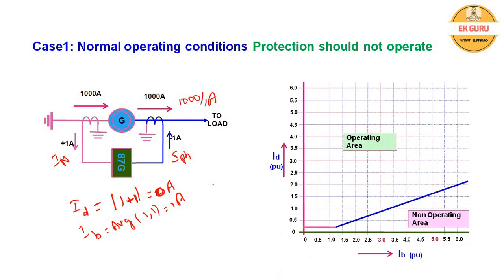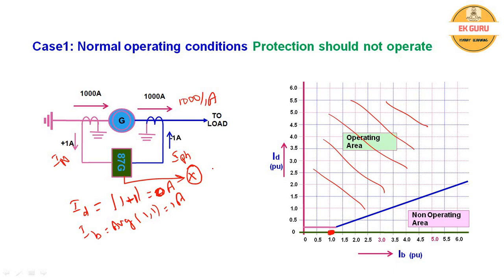So then the characteristics of the 87G relay will be like this. This is the operating area of a generator, and this one is the non-operating area. If you see here, the ID is equal to 0 and the bias current is 1 ampere. So then the operating point will be here, in the non-operating area. So this differential relay 87G will not send any command to the protection devices, so this protection will not operate.